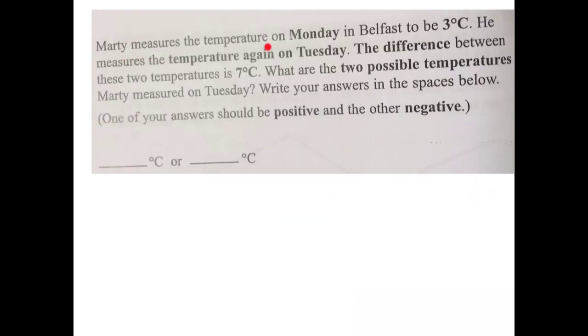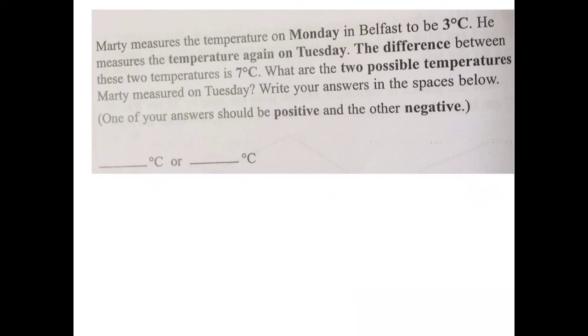Marty measures the temperature on Monday in Belfast to be 3 degrees Celsius. He measures the temperature again on Tuesday. The difference between the two temperatures is 7 degrees. What are the two possible temperatures that Marty measured on Tuesday? Write your answer in the space below. One of your answers should be positive and the other should be negative.